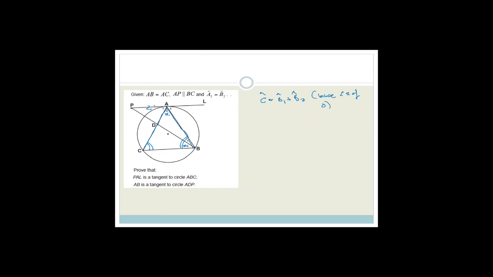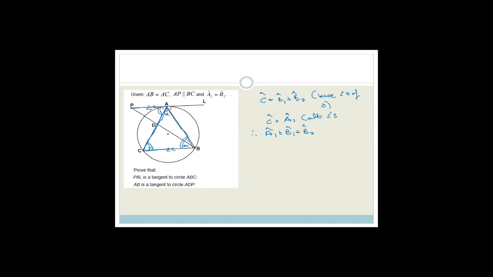But because this is parallel to this, and it doesn't matter which one you do, I'm just doing this one, I can say angle C is equal to angle A1. Why? Because they're alternate angles. There's my Z. So this angle is equal to this angle. But we've just said that C equals B1 plus B2. So therefore, we can say that angle A1 is equal to angle B1 plus B2.